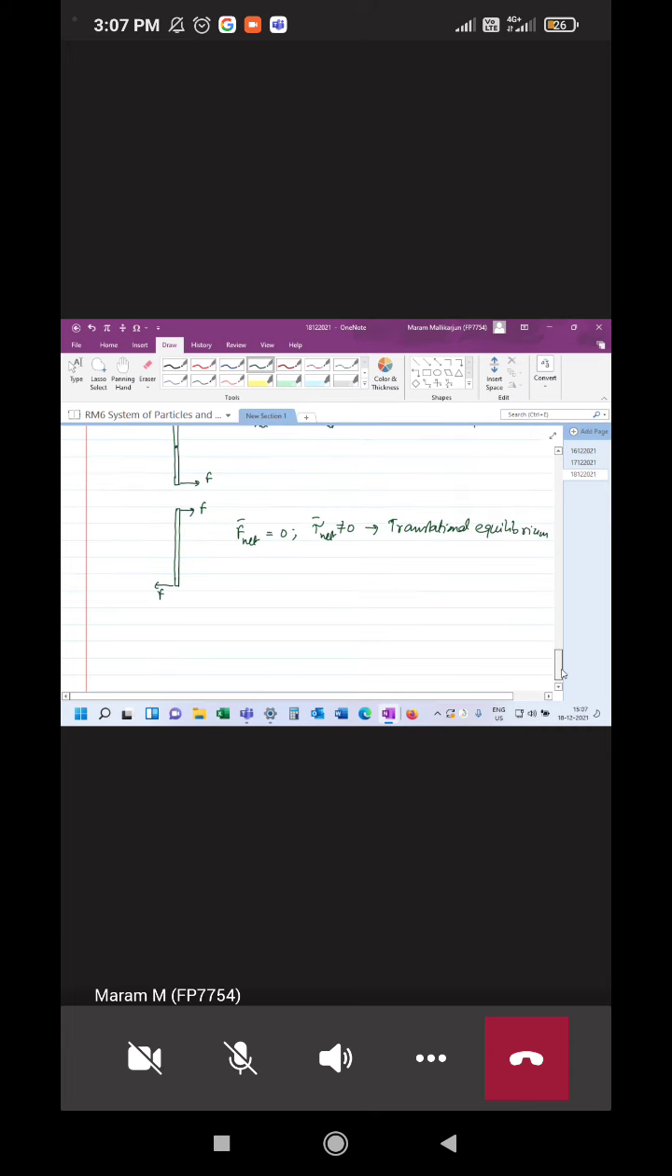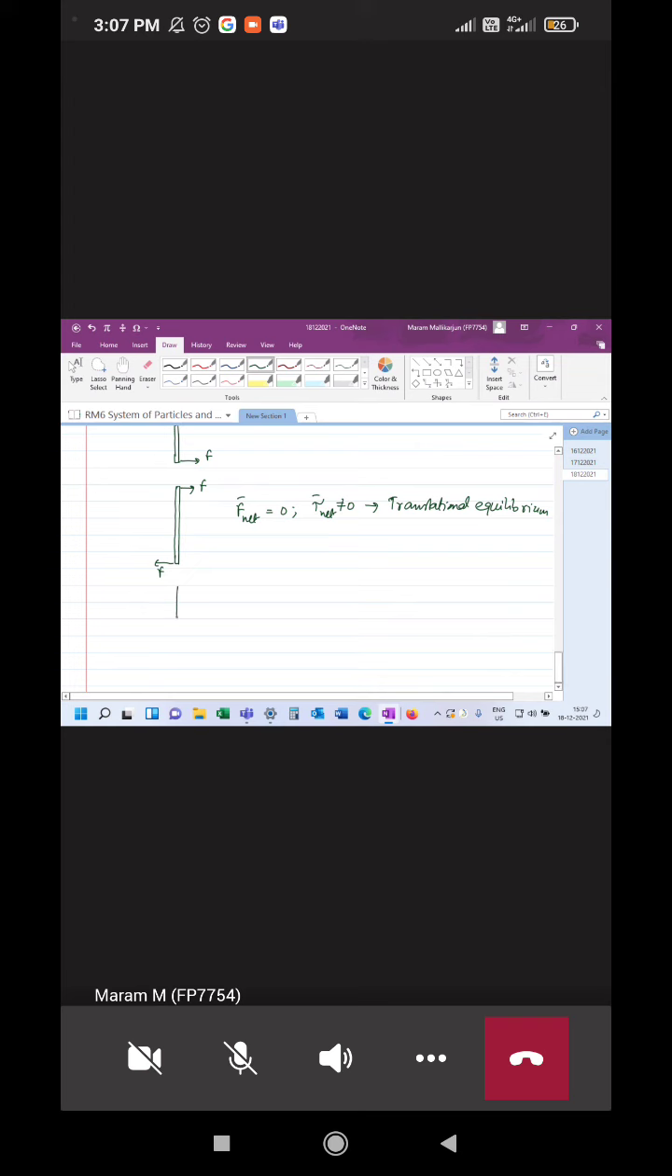Now we apply both forces in the middle. Let's say you have exactly the same force in the opposite direction. Now it will neither rotate nor translate. This is called mechanical equilibrium. F net equal to 0, tau net is also equal to 0, then we call it mechanical equilibrium.